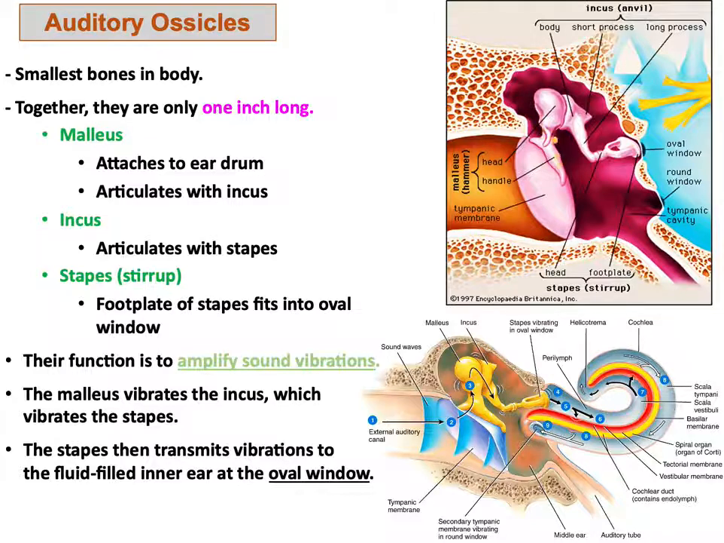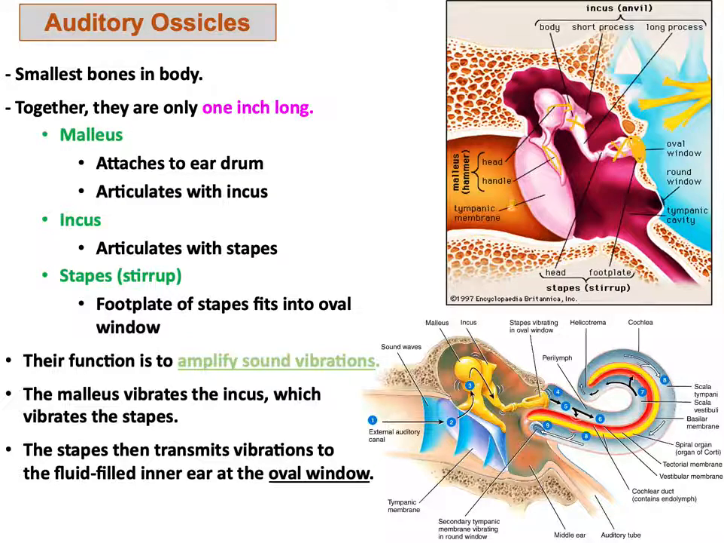The malleus is attached, as you see here, by its handle to the eardrum, right? It also articulates with the incus, and the incus articulates with the stapes, and the stapes is a kind of footplate by its base, fitted to the oval window, if you remember, right? So it closes the oval window.